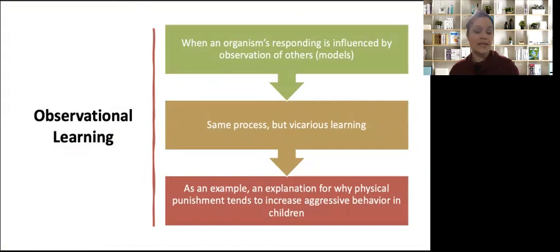And this is an explanation for why physical punishment tends to increase aggressive behavior in children. So that's another drawback of using punishment. Often children whose parents use corporal punishment, so things like spanking, are more likely to engage in aggressive behaviors when they're around other children or at school because, again, observational learning, right? They've watched their parents engage in this behavior, so they engage in the behavior themselves.